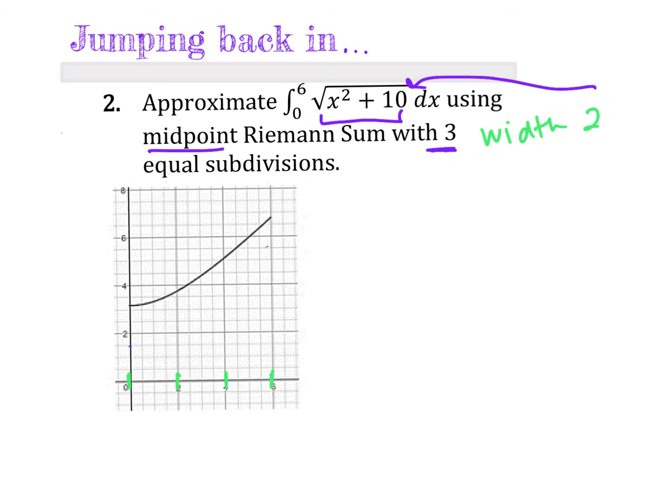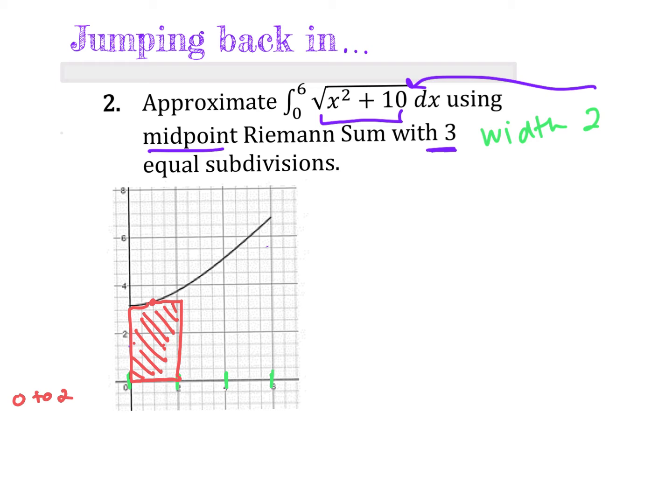So to get an idea of what our height is going to be, we have to look at the midpoint between each of these intervals. So the first one we're looking at is the midpoint between 0 and 2. Well, halfway between 0 and 2 is 1. We can't tell exactly what the height is there, but I'm going to sketch my rectangle here. We can't tell exactly what the height is from the graph. We're going to remind ourselves that we can find the height from the function.